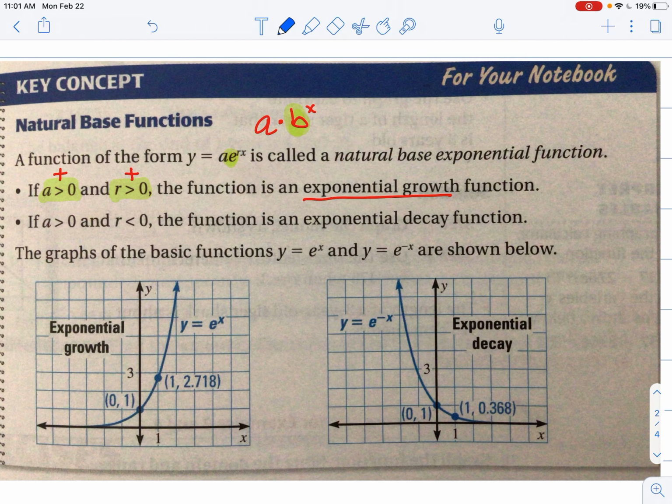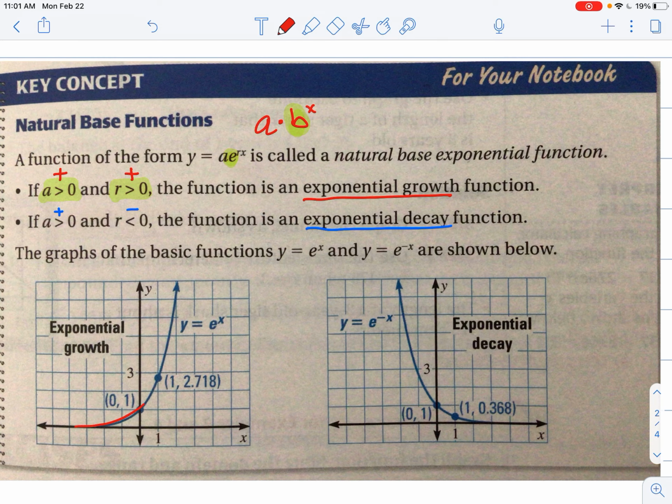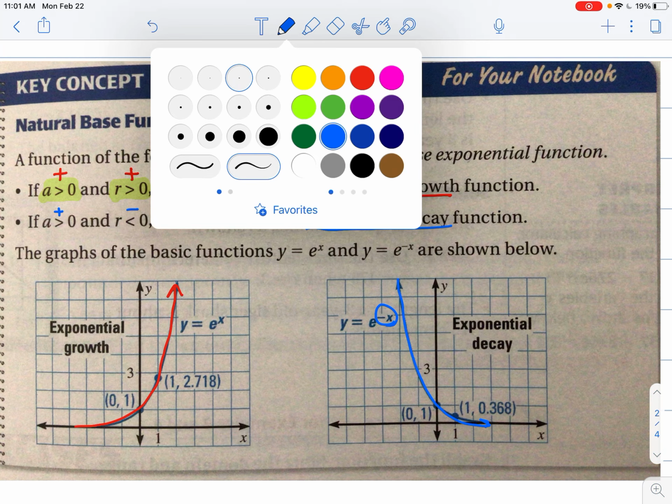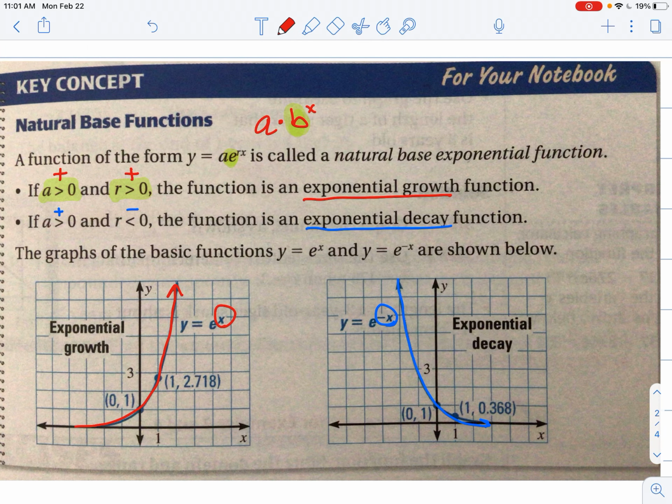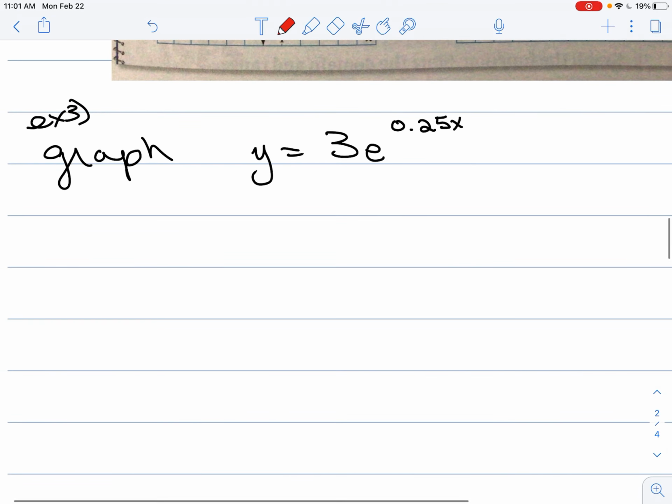If a is greater than 0, which again is positive, and if r is less than 0, we call that negative, it's an exponential decay function, okay? So we can see here, this is our exponential growth, and this is our exponential decay, where we had a negative exponent here and a positive exponent here. So if I want to graph this, how would I graph y equals 3 times e to the 0.25x?